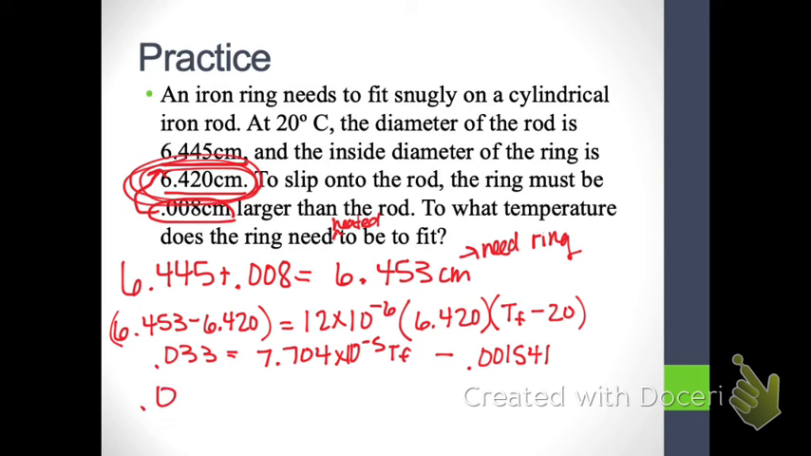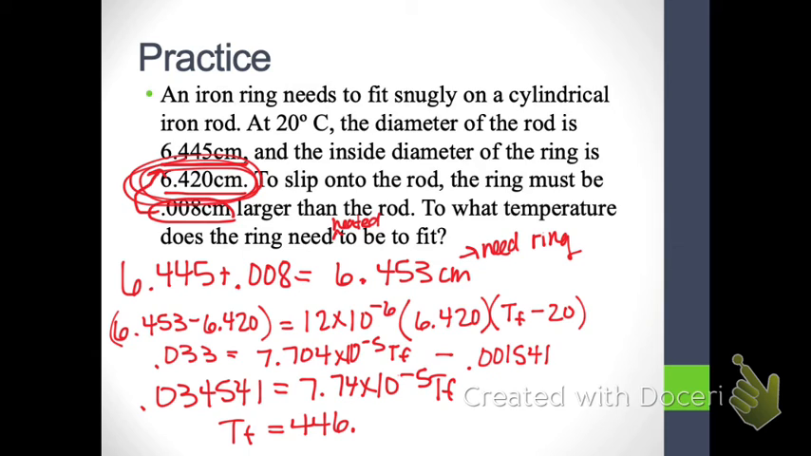That gives me 0.034541 equals 7.74 times 10 to the negative 5th TF. So divide that over. And so that gives me a final temperature value of 446.3 degrees Celsius. So that's what temperature it needs to be heated to in order to expand enough to fit over that system.